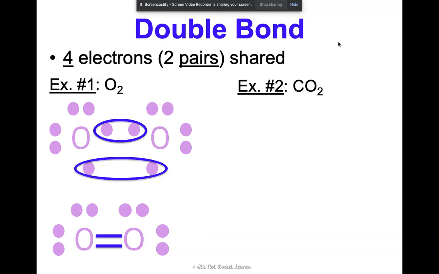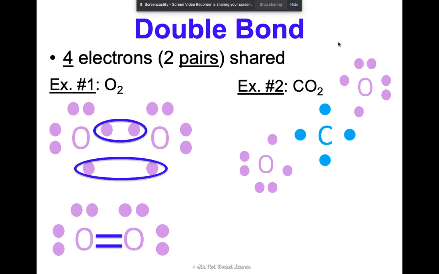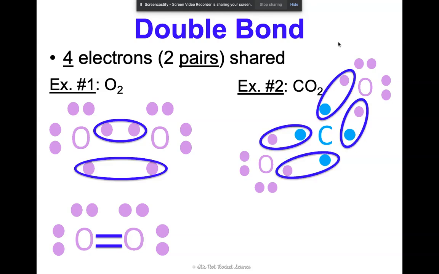Another example would be CO2. So there's carbon with its 4 valence electrons, 2 oxygens with 6 valence electrons each. When we go to share these, you can see there's a shared pair, another one, and another one. So those are going to be our double bonds. They're going to look like that.